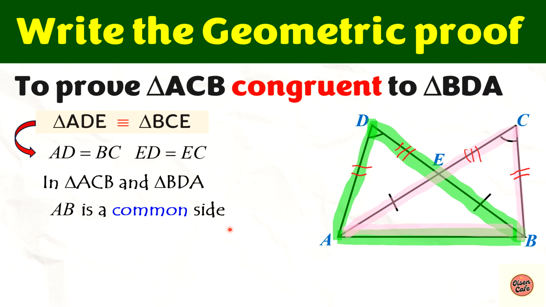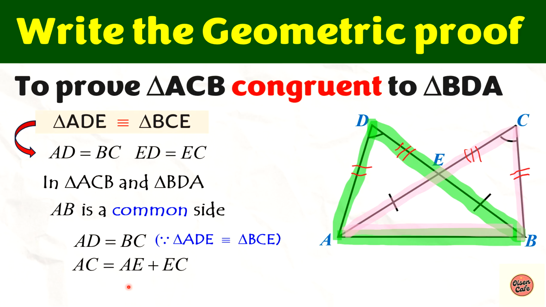Now, what else do we know? Earlier on, we have already proven AD equals BC. And why do I have AD equals BC? As I stated earlier, I know this because I already have the earlier result: triangle ADE is congruent to triangle BCE. So what we do need is one last reason. What is the last reason that I'm going to use?